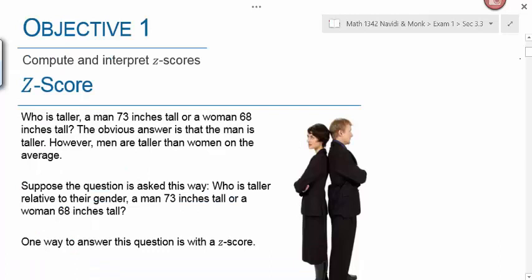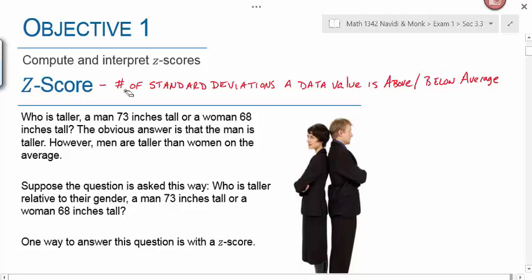Objective 1 is to compute and interpret z-scores. I guess it would help if we first understood what a z-score was. A z-score is the number of standard deviations a data value is above or below average. If a data value is above average, it will be positive. If the data value is below average, it will be negative. And that comes from how we calculate the z-score.